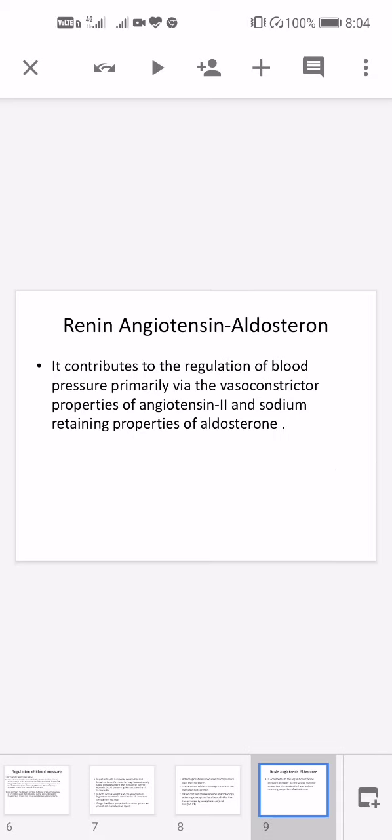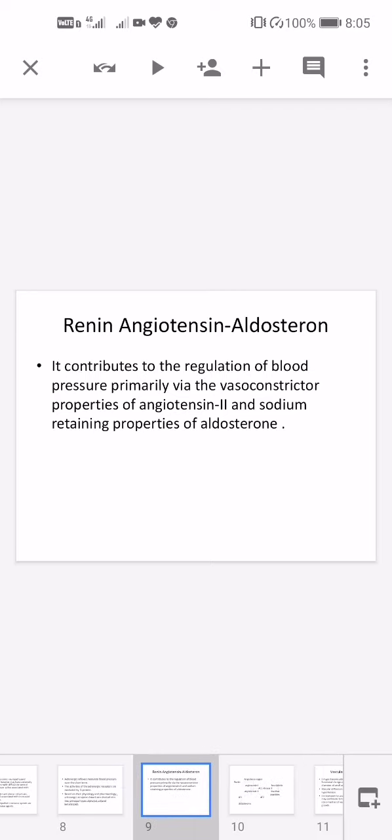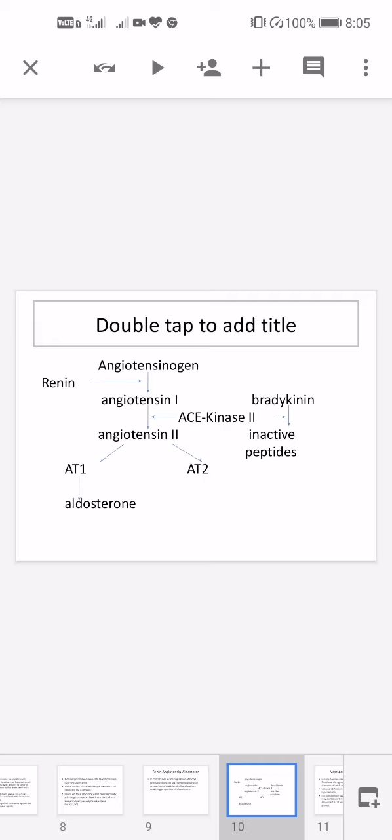Regulation by renin angiotensin aldosterone. It contributes to regulation of blood pressure primarily via the vasoconstrictor property of angiotensin 2 and the sodium retaining property of aldosterone. And this is the flow chart showing how this happens.